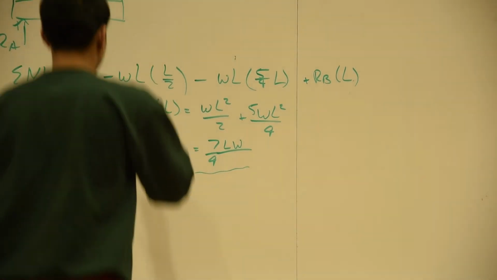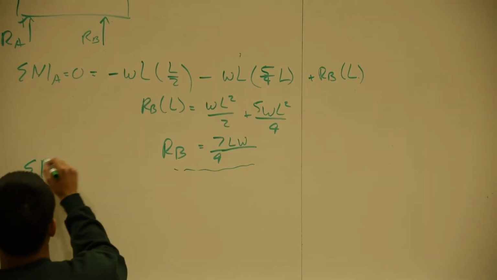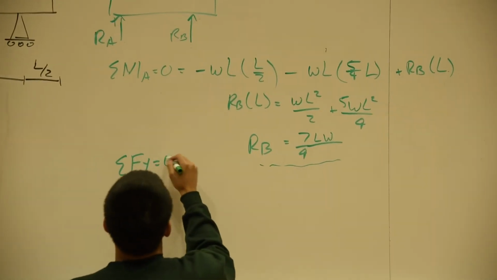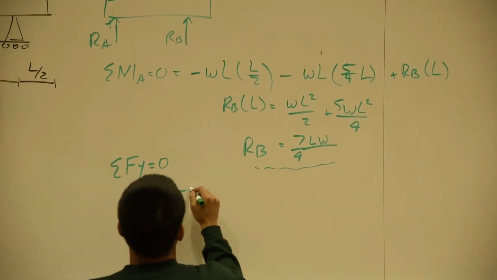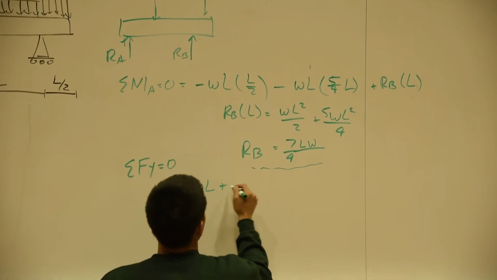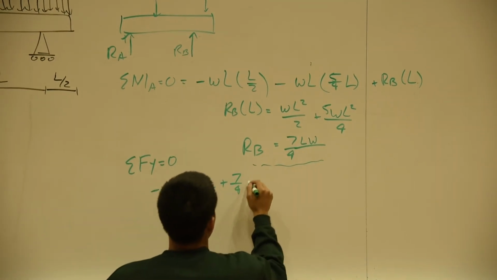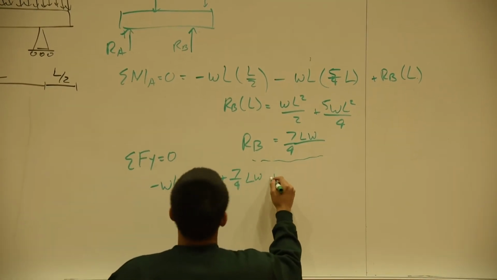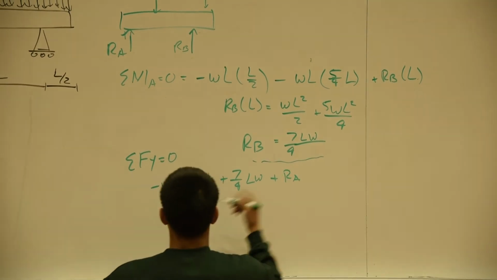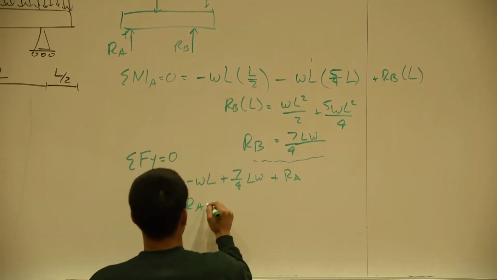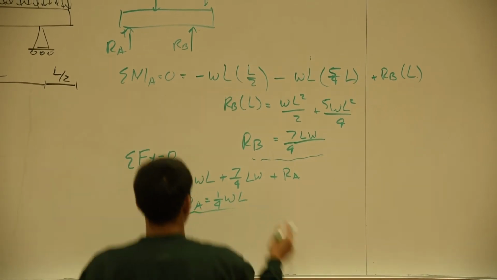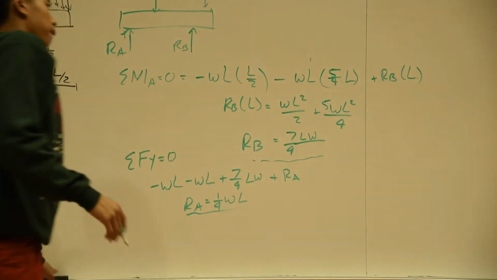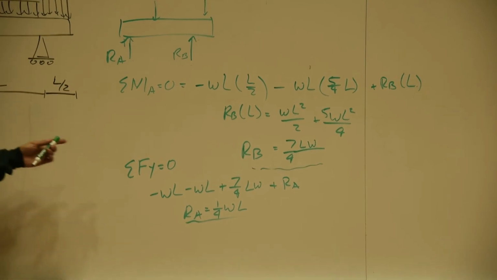And then the reaction at A, you just do sum the forces in the Y equals 0. So you got negative WL, negative WL, 7/4. Reaction at A, that all equals 0. You know the reaction at A equals 1/4 WL. Good with these values?